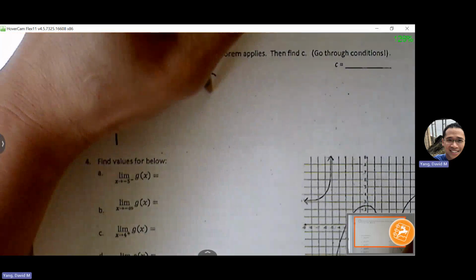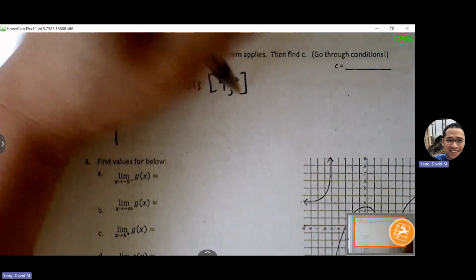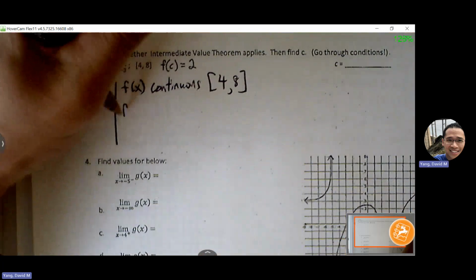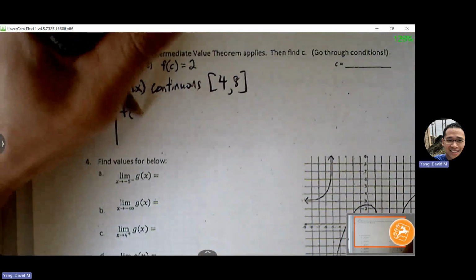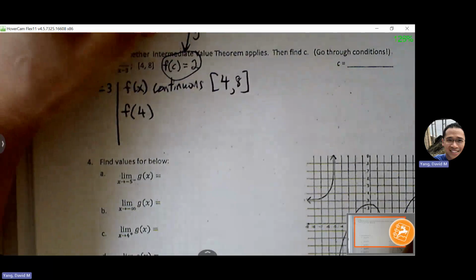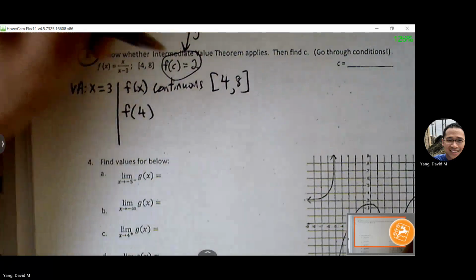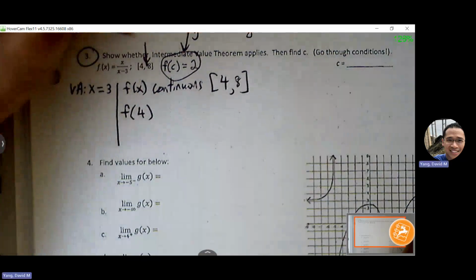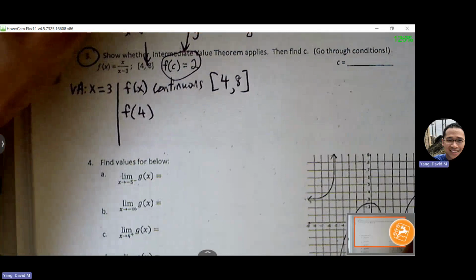Make sure you specify the interval that you're working with. Our function is continuous from 4 to 8. We're safe. Let's move on to IVT. The first thing is we have to work on our endpoints, because this is our target. This is our Y value target. And then these are our X value intervals.